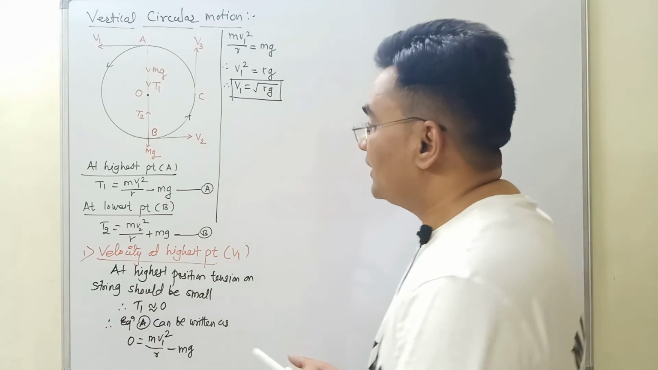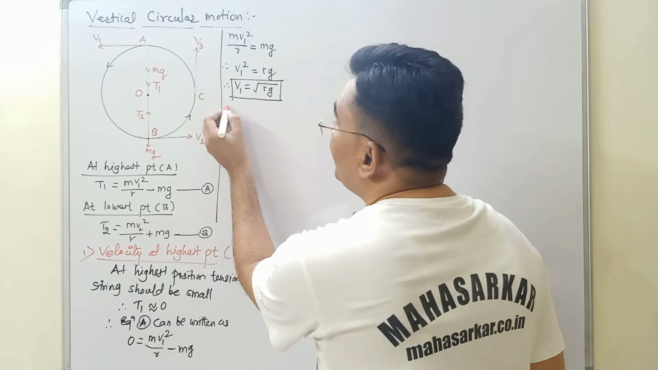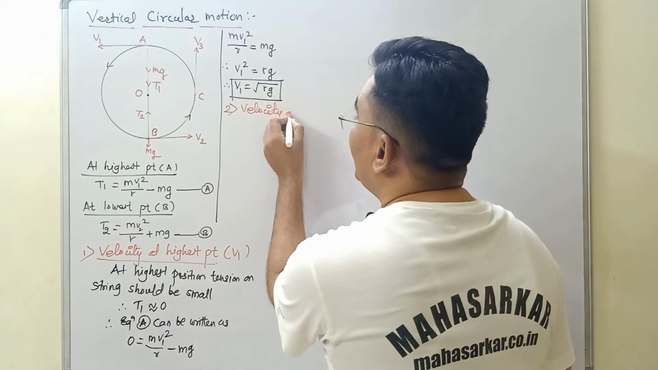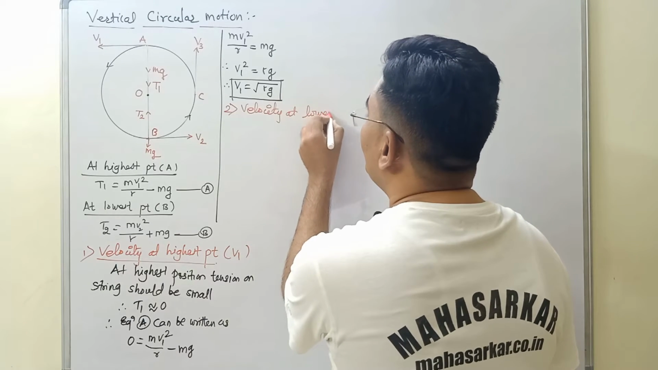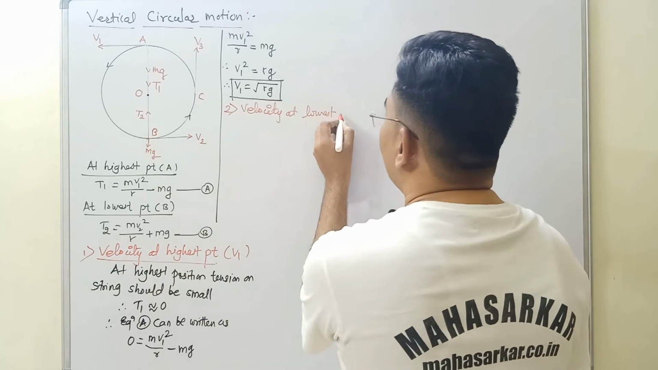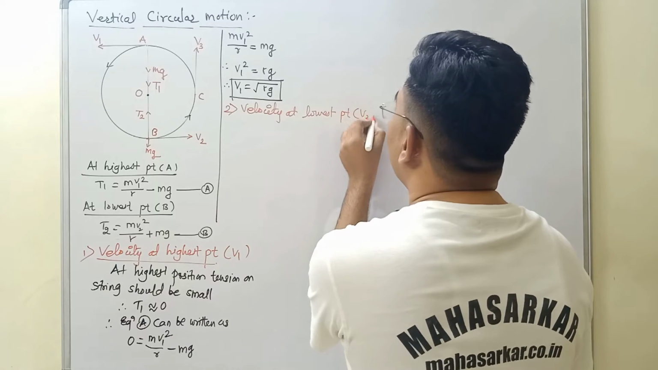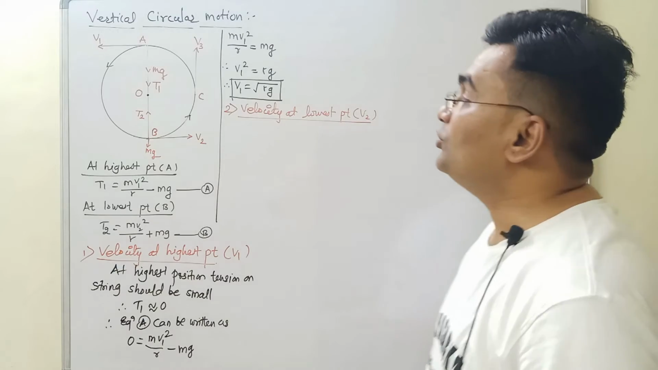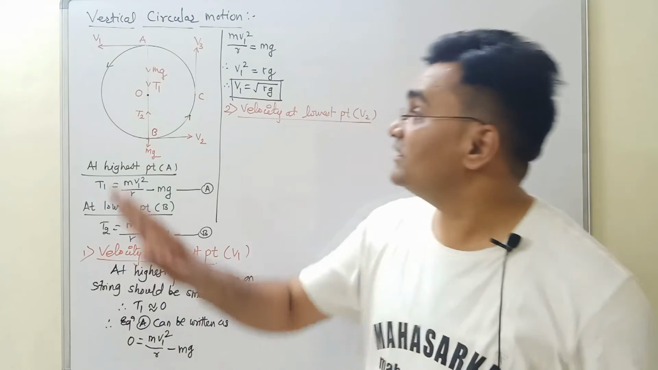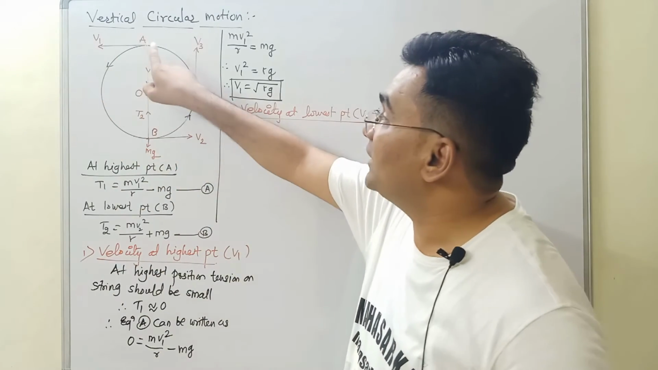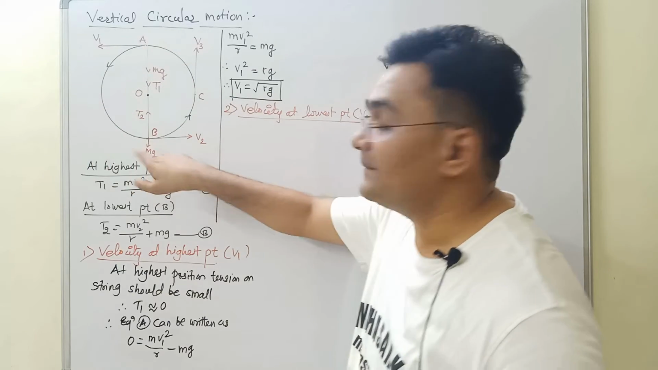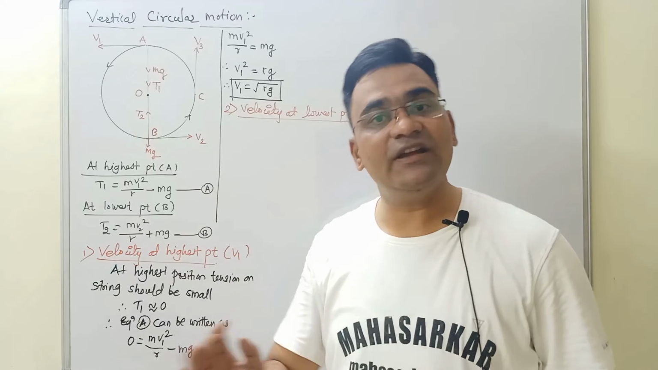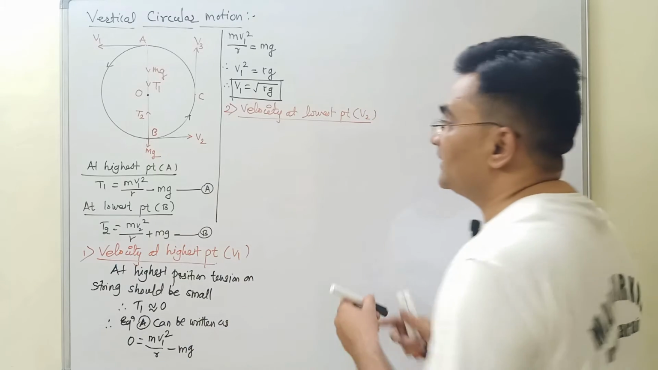Okay, so now let's find velocity at the lowest position. Velocity at the lowest point, that value we have written is what? v2. Now to find this, we are going to use the law of conservation of energy. Initially I told you that when we are going from A to B, kinetic energy is increasing but potential energy is decreasing. Let's find them individually.